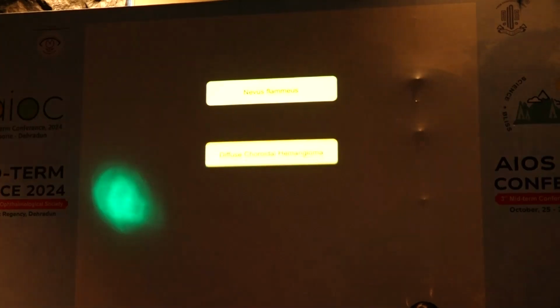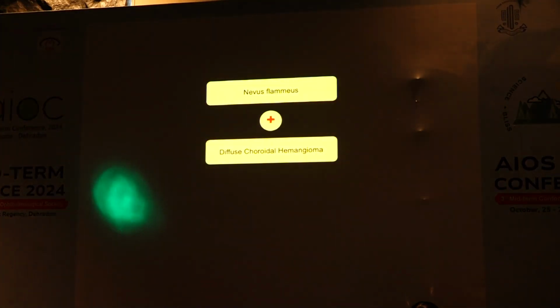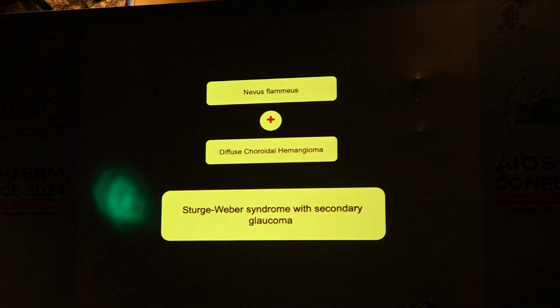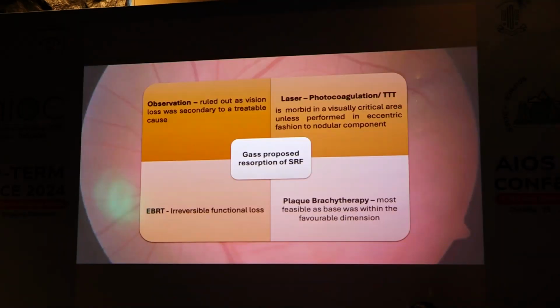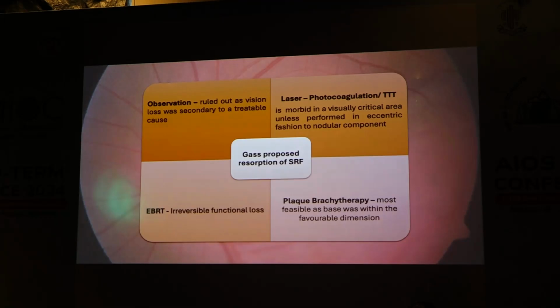With a backdrop of a patient with nevus flammeus, the funduscopy showing diffuse choroidal hemangioma, we diagnosed him to be a case of Sturge-Weber syndrome with secondary glaucoma. A screening MRI ruled out leptomeningeal angiomatosis. We had an array of treatment options. Observation was ruled out as visual loss was secondary to a treatable cause.